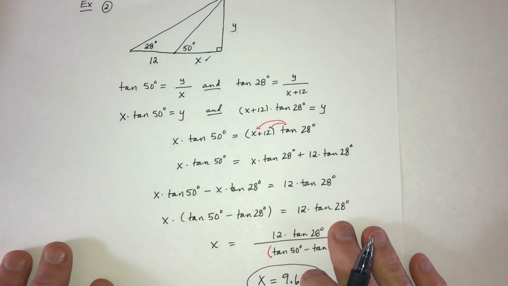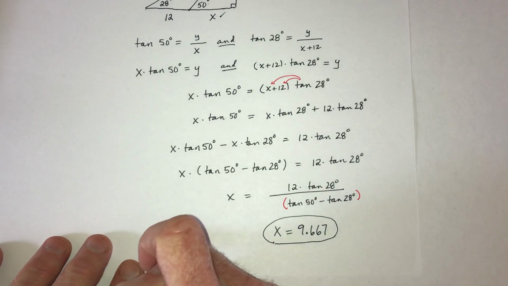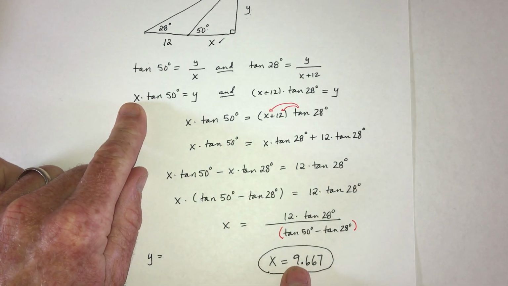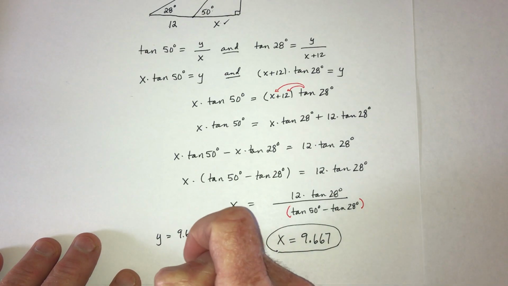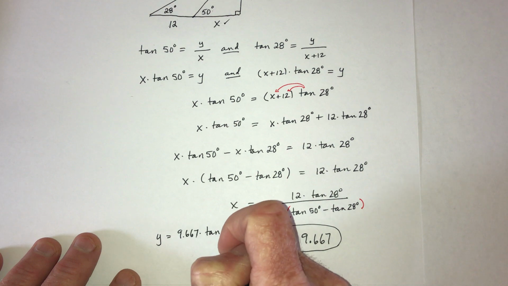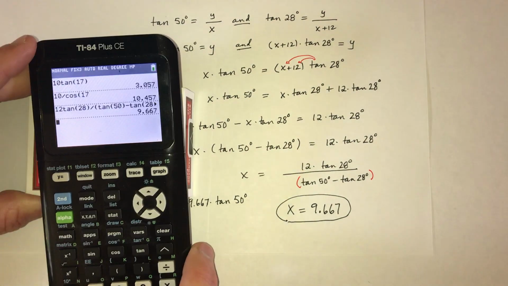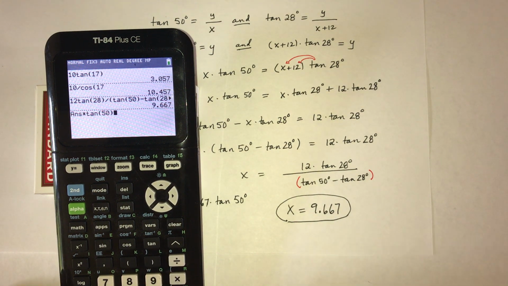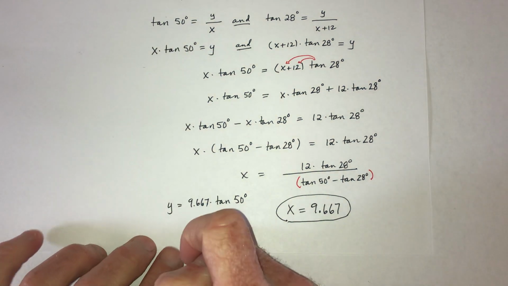We still need to solve for y. So just use this equation right here to solve for y. So y is equal to, so for x, plug in what we just got, 9.66, right here for this x. So it'll be 9.667 times tangent of 50 degrees. And with that, we're going to be done. So it's 9.667. I could say take that last answer times tangent of 50 degrees, and 11.52 is the value for y.